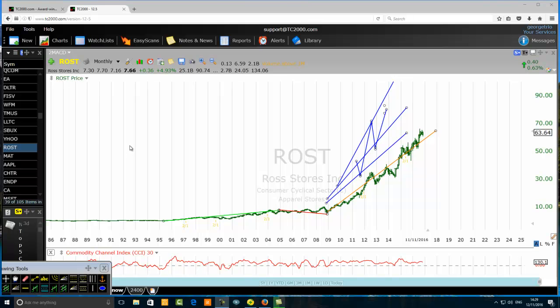If you are looking at this chart, this is Ross Stores Incorporation. If my pronunciation is not correct, feel free to correct me. This is an American stock listed on the Nasdaq 100. Suppose you are on a monthly chart like this, you see all these moves up and down, ups and down.